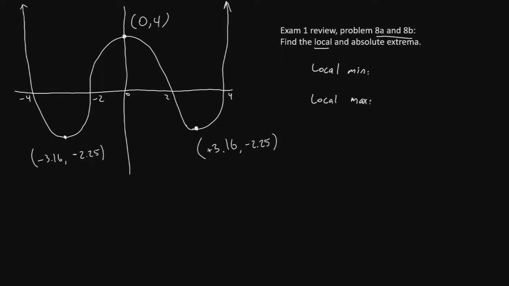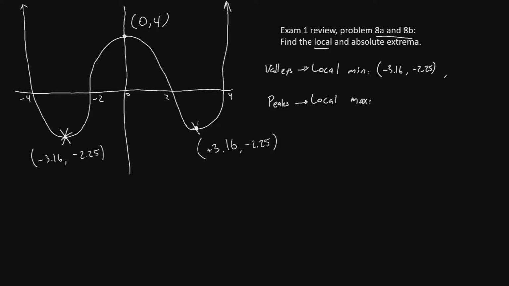Now, local minimums will appear as if they are valleys on the graph, and local maximums will appear to be peaks on the graph. So to find our local minimums, let's look for the valleys. We have a valley here on the left side at negative 3.16, comma, negative 2.25. We can record that as our first local minimum.